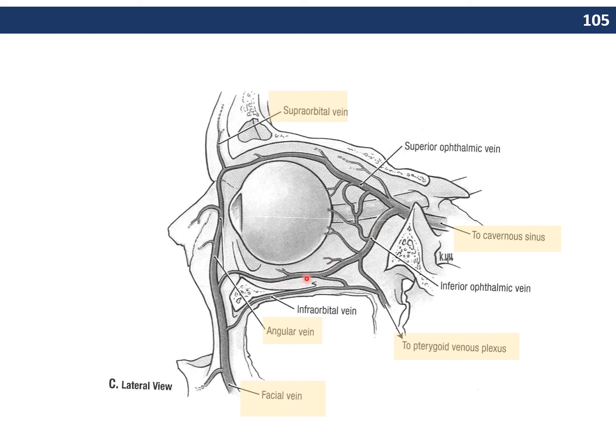Notice here the extensive communication with the cavernous sinuses, the pterygoid venous plexus in the infratemporal fossa, the angular vein and facial vein on the anterior aspect of the face, the supraorbital vein, which will go through the supraorbital foramen. So there's extensive connections and significant path for ocular infections that get unmanageable, for instance.